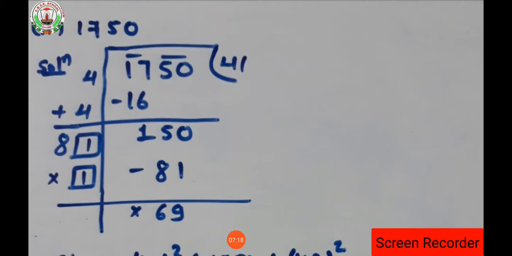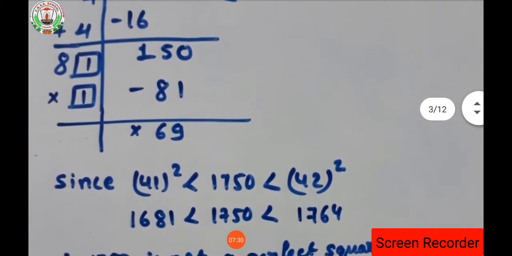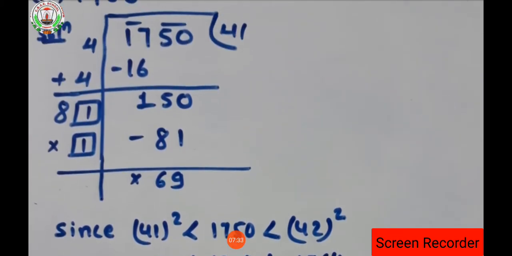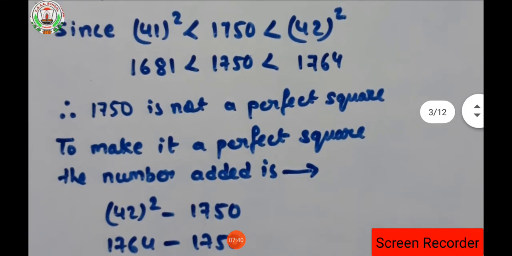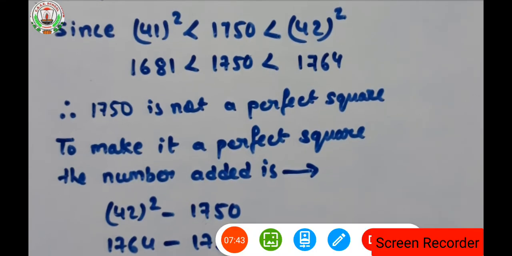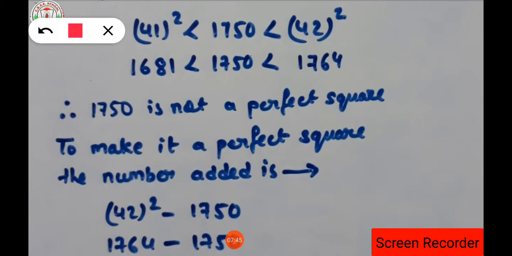Now if the remainder is 69, that means 1750 is not a perfect square. In order to make it a perfect square, what number should be added to 1750? So let's see what number should be added. What is the quotient here? Here 41 is the quotient. Now what are we going to do? We are going to find the quotient square. So 41 square is less than 1750, which is less than 42 square.